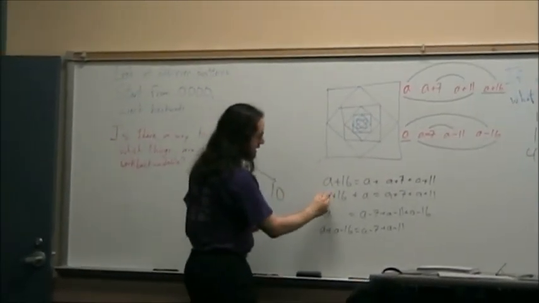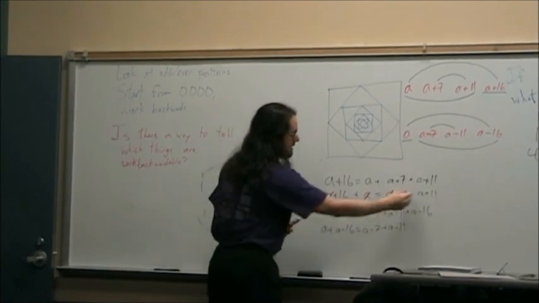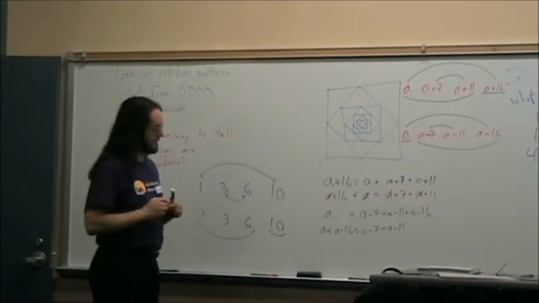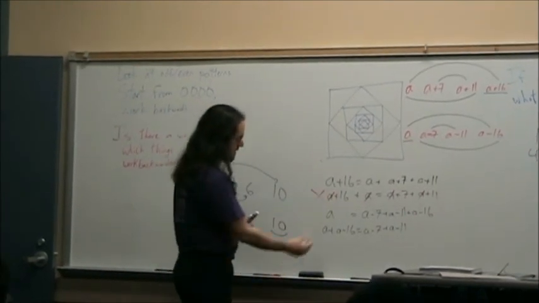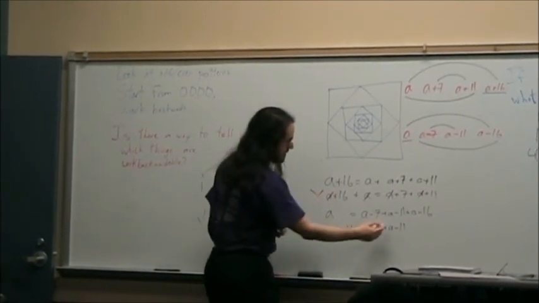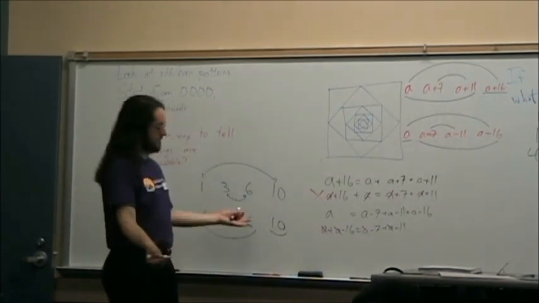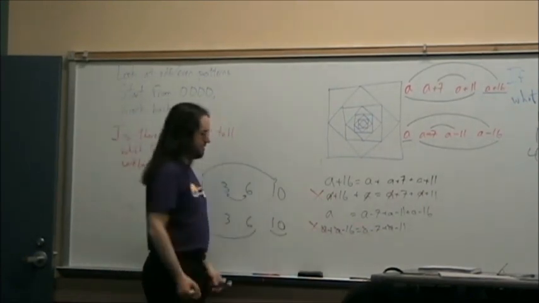Here I can subtract A from both sides, and I get 16 equals 18. Nope. That seems false. Okay, here I can subtract A from both sides, and I have negative 16 equals negative 18. Okay, those were quick.